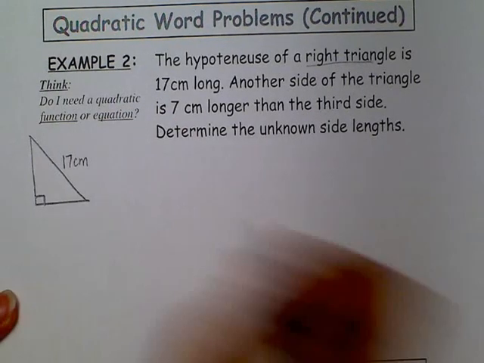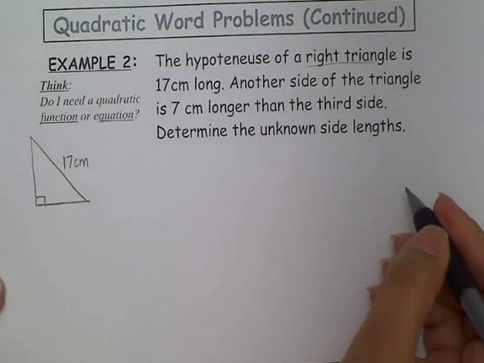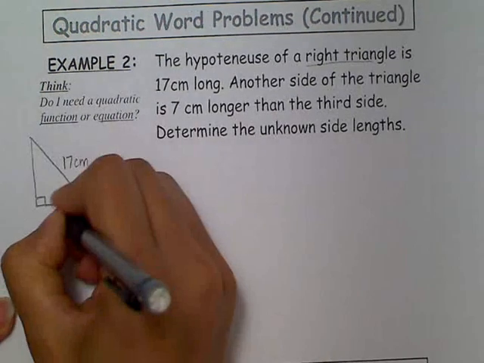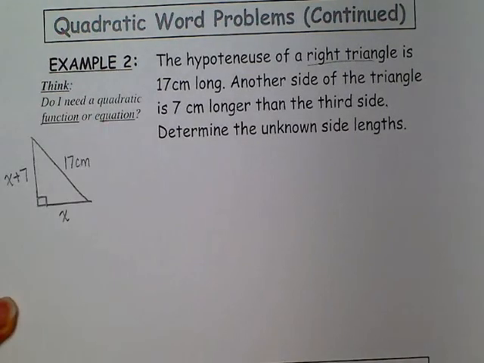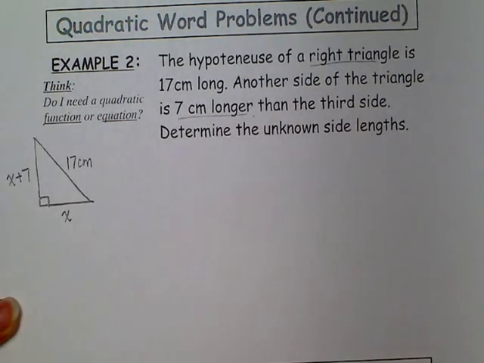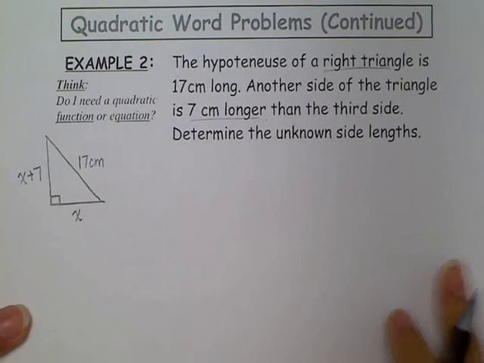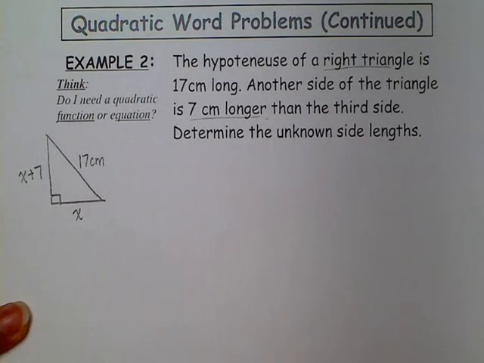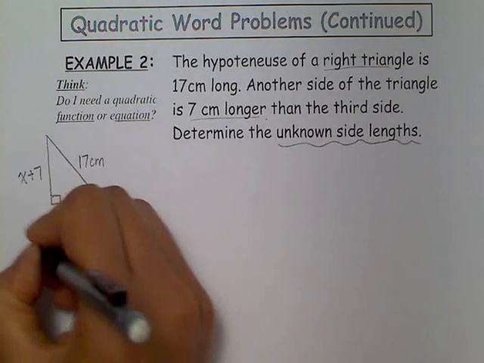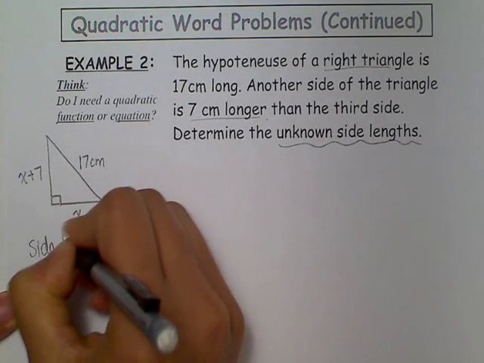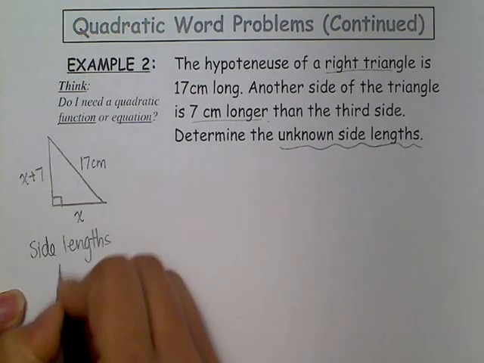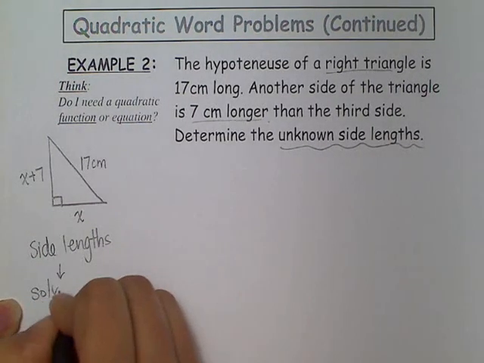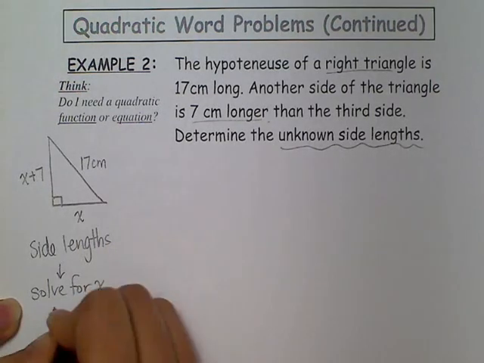And then I'm told another side of the triangle is 7 centimeters longer than the third side. So if one of the sides is x, then the third side would be x plus 7. 7 centimeters longer means I'm adding 7 to one of the side lengths. And then it tells me to determine the unknown side lengths. So what I'm actually looking for are the unknown side lengths. In order to find the unknown side lengths, what I actually need to find is the values of x. I need to solve for x.